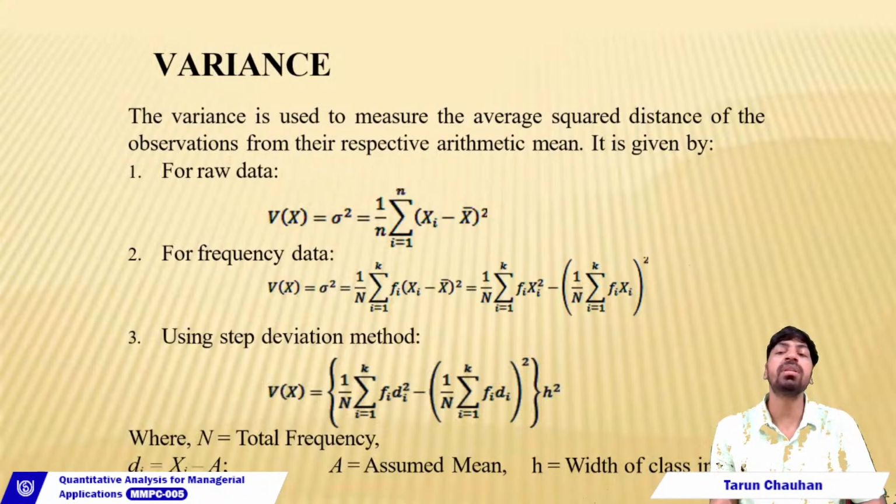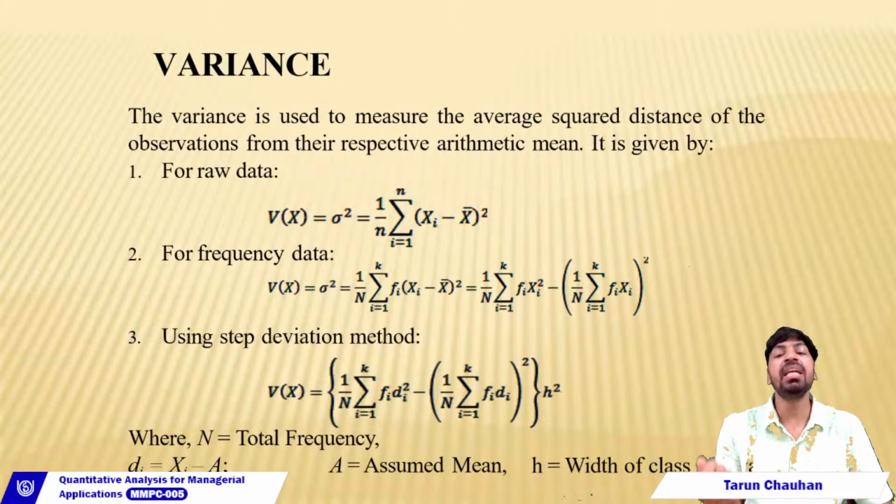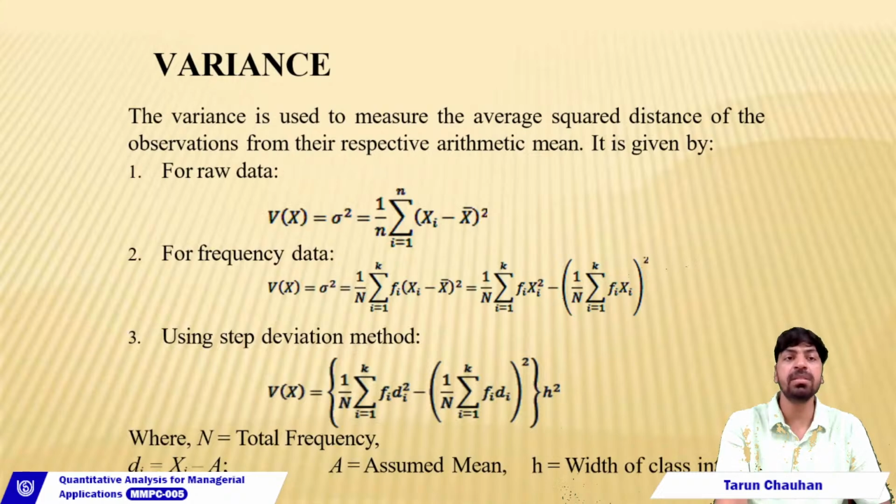If you talk about the fd by n whole square, that's called variance, because in this you are calculating the squares of all the values. That is called the variance.